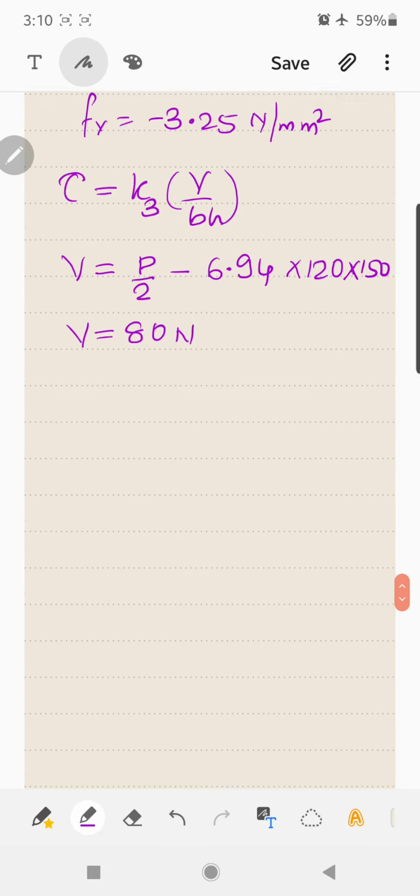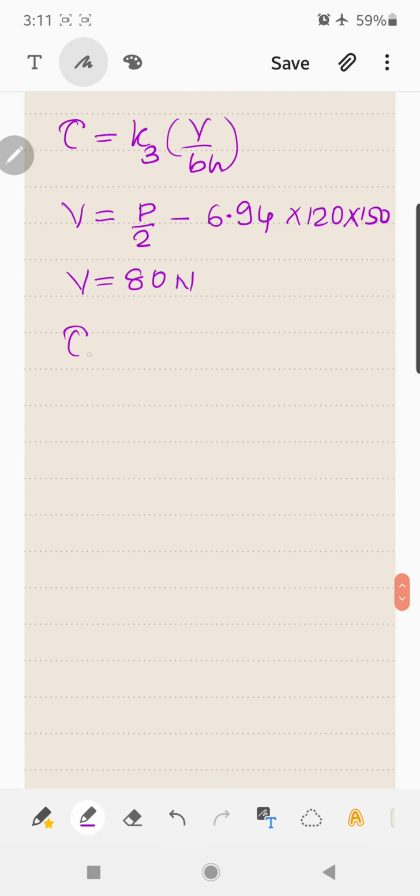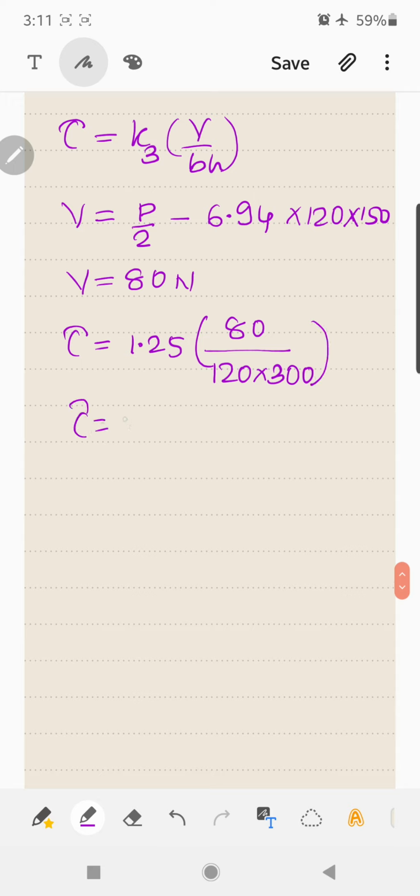So substitute this V in tau. So we'll get tau is equal to K3 1.25 into 80, V by BH, 80 by B 120 into H 300. So we'll get the tau value as 0.0026 Newton per mm square.